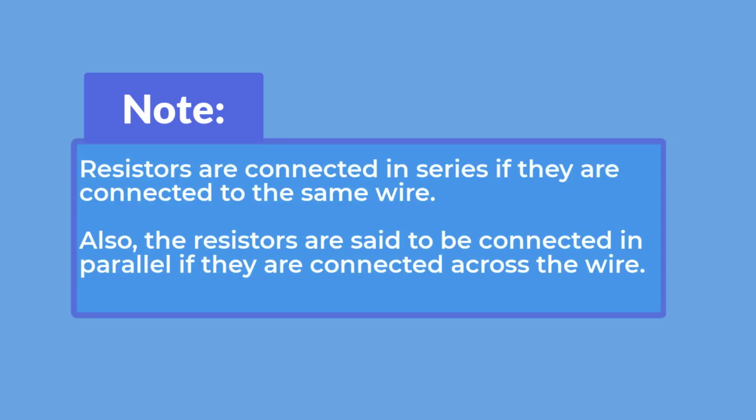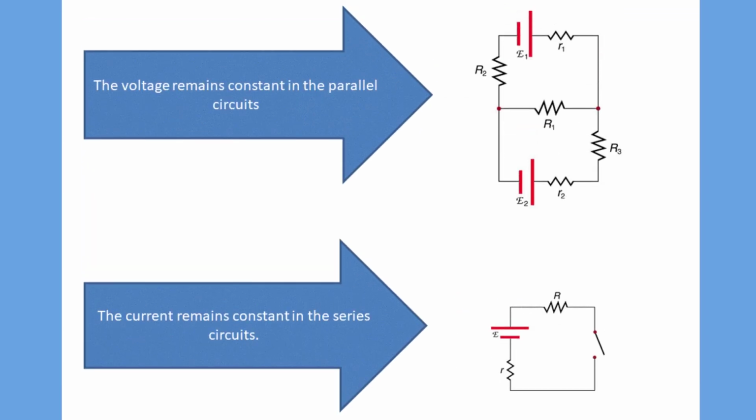Note better. Resistors are said to be connected in series if they are connected to the same wire. Also, resistors are said to be connected in parallel if they are connected across the wire. The voltage remains constant in a parallel circuit, and the current remains constant in the series circuit.